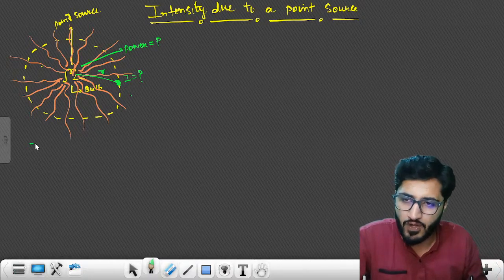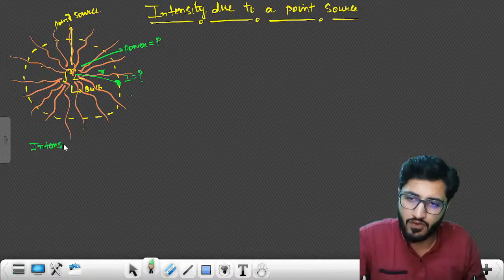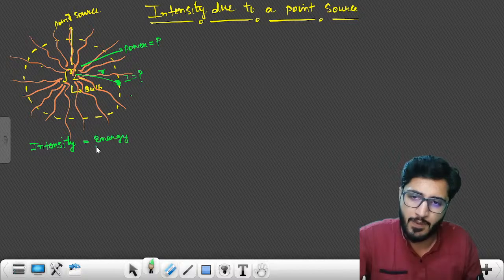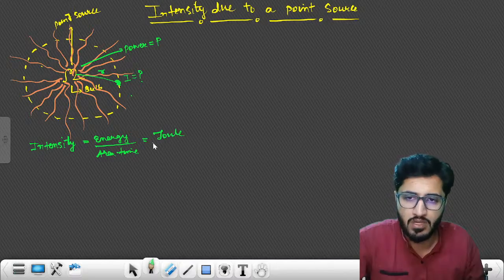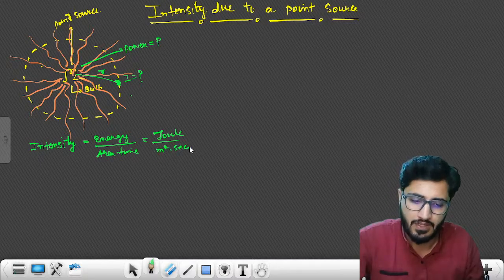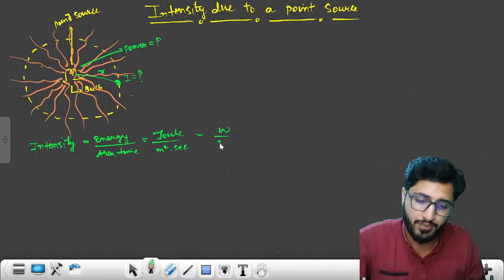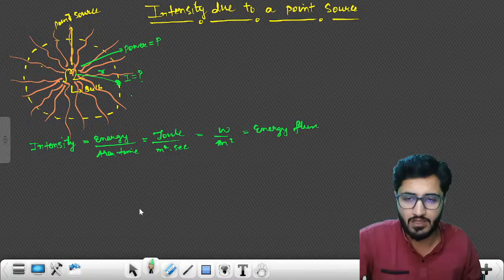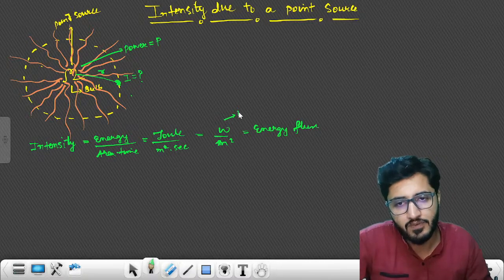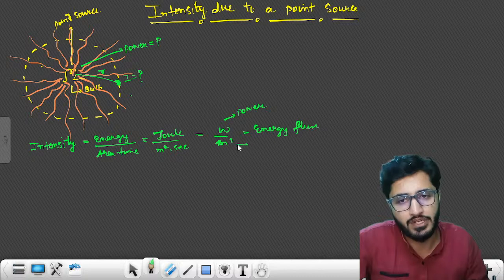then first of all, what is intensity? Sir, intensity is energy per unit area per unit time. This is my intensity. So is it joule per meter square into second? Yes, sir. I can write it as watt per meter square. I can write it as an energy flux also. Watt is a unit of power, and meter square is area.